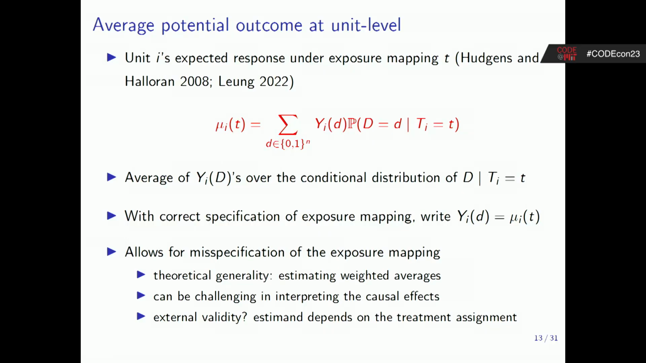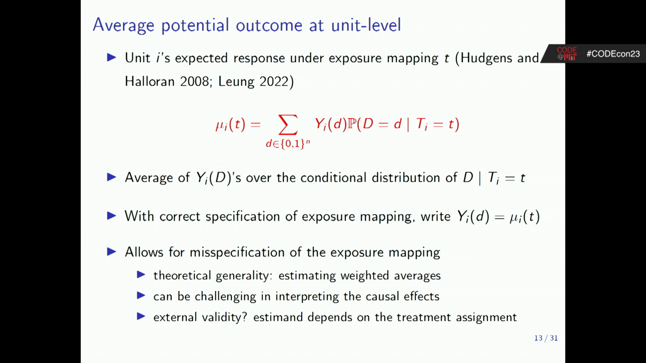But because we are theoretical statisticians, we want to be more general in theory. It's nice to be general in theory, but there are prices to pay by allowing for misspecification, because how do you interpret the causal effects if the exposure mappings are misspecified? Also, the definition of mu_i(t) depends on the distribution of T.